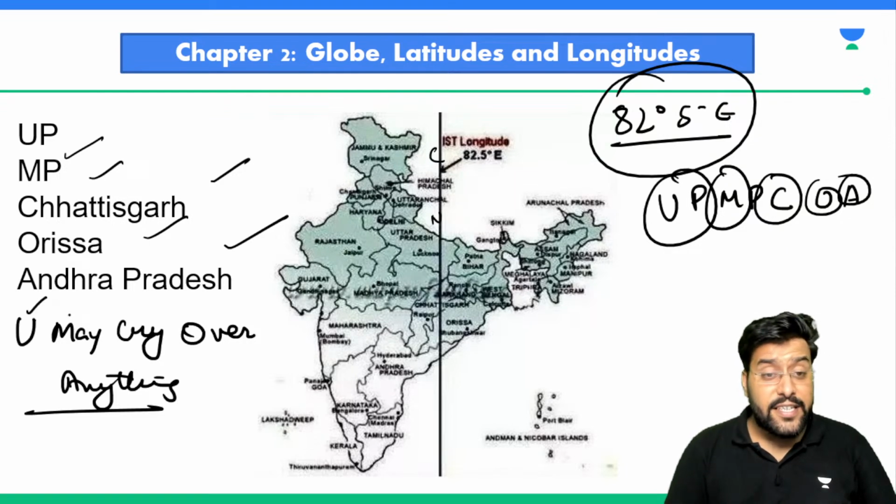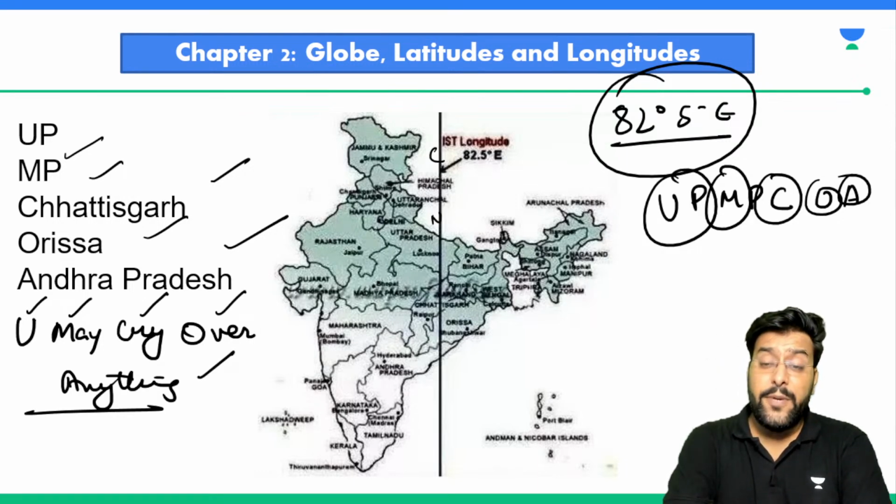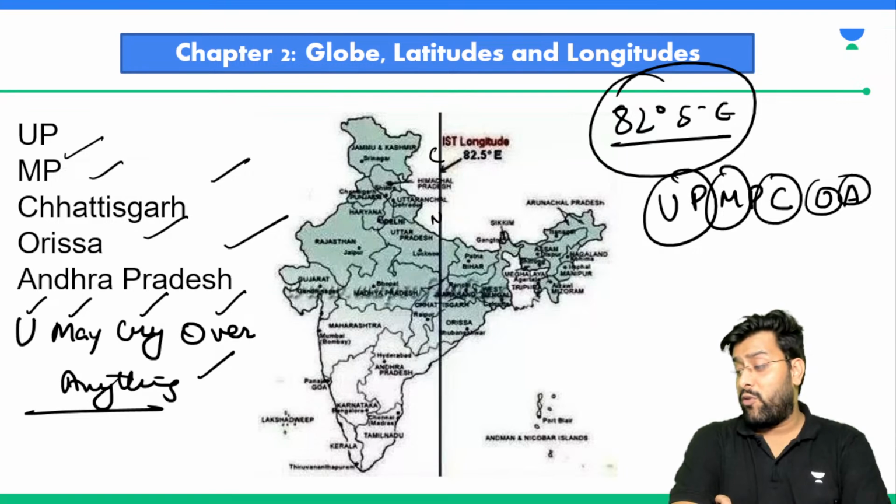U is for Uttar Pradesh, M is for Madhya Pradesh, C is for Chhattisgarh, O is for Orissa and A is for Andhra Pradesh. Will we be able to remember it like that? You may cry over anything. So we can remember it. Indian Standard Time, you may cry over anything.